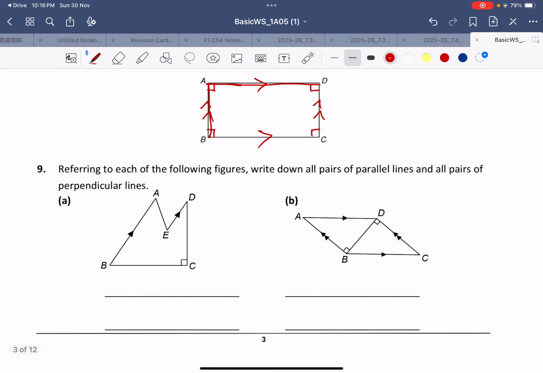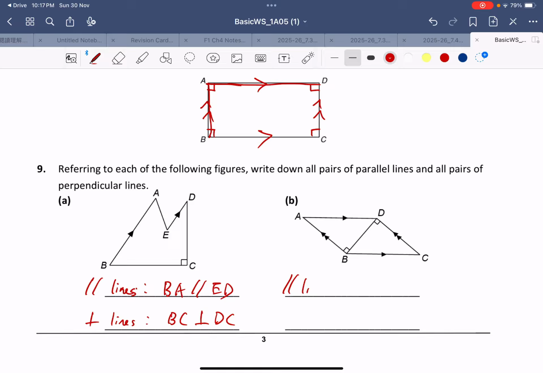And question 9, mark all the parallel lines here. So parallel lines, BA will be parallel to ED. Perpendicular lines, just one. BC perpendicular to what? DC.